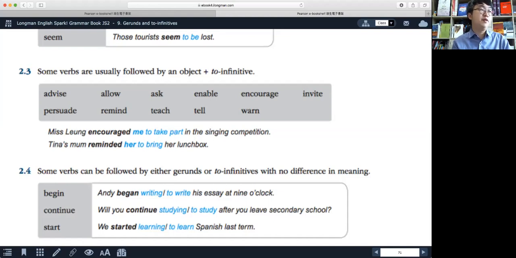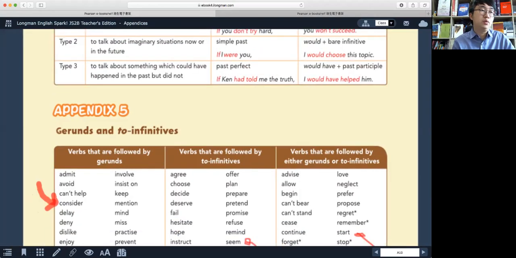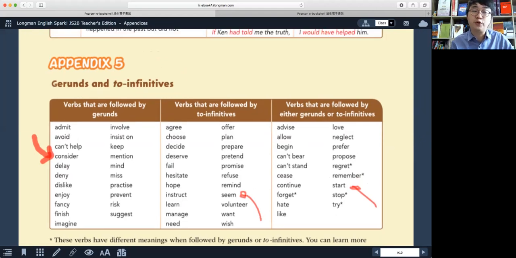2.4. Some verbs can be followed by either gerunds or to infinitive with no difference in meaning. For example, begin, continue, or start. You can also find these types of verbs on page A10. Let me show you again. Page A10, the last column. Sorry, there is a problem here again. The last column here: verbs that are followed by either gerunds or to infinitive.